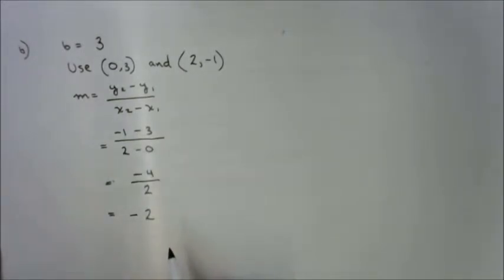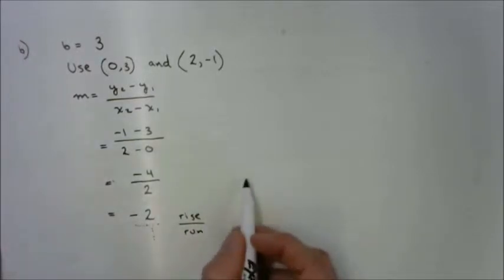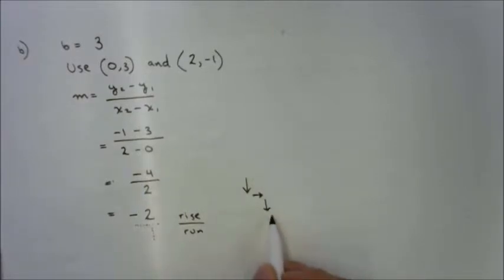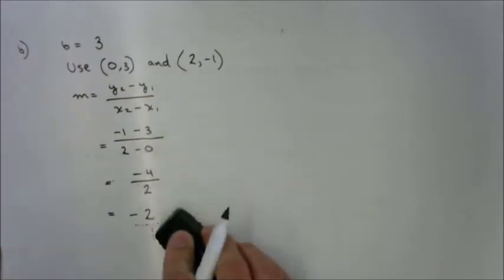Okay? So now be careful. This has an invisible 1 underneath because it's rise over run. So when you see a slope of just negative 2, that means we're going down 2 every time we move over 1. So the slope of this, negative 2, is m. M is negative 2.